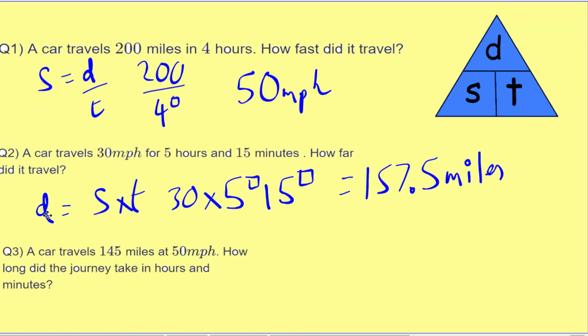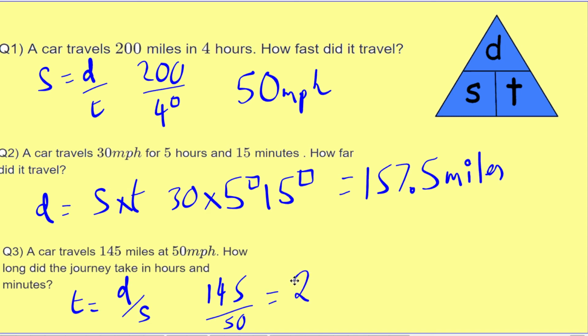Okay, a car travels 145 miles at 50 miles an hour. How long did the journey take in hours and minutes? So how long did it take? So we're talking about time. So time is distance over speed. The distance is 145 and the speed is 50. So 145 divided by 50 is 2.9.